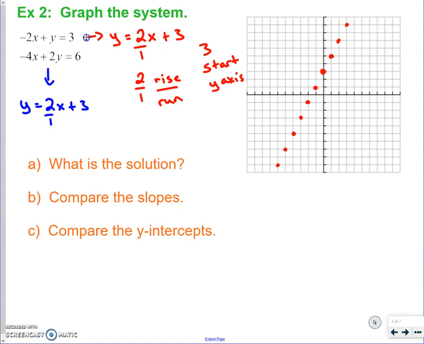So when we look at our other one, our 2 over 1 is also going to be the rise over run, and my 3 is going to be the start on the y-axis. So I'm going to start at 3. Well, right away I start, and I've already hit 2 dots. Then I go up 2 to the right 1. Well, I hit again. And then I go up again, and well, I hit on both of those as well, so I got to circle those.